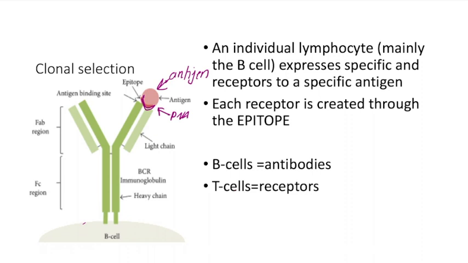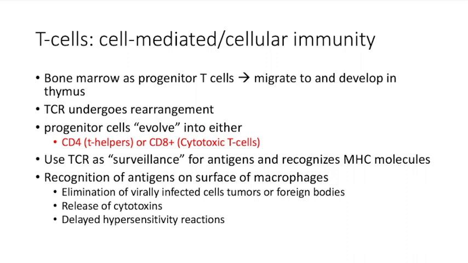Each receptor is created through epitope. On the B cells, we call them antibodies. On the T cells, we call them receptors. So that's a little variation to understand, that they are called different things related to B cells and T cells. So let's take a look at the B and T cells a little bit closer. The T cells, progenitor T cells, bone marrow, migrate to and develop in the thymus. TC receptor undergoes rearrangement. That is that epitope.